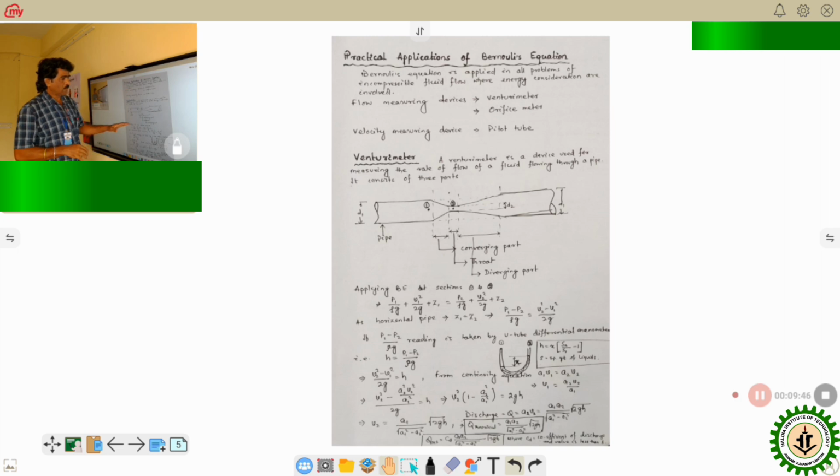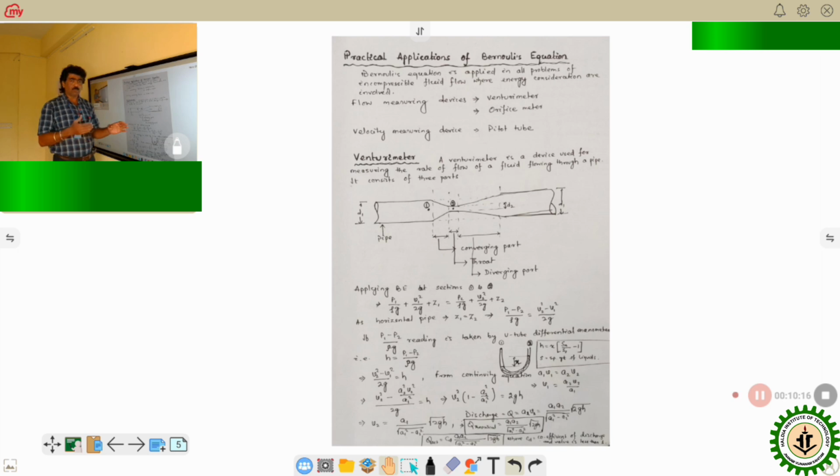So venturimeter, the construction is shown here. In between the pipe, the venturi will be installed. So in venturi, one is converging zone, another is smaller than the pipe, the uniform zone, that is throat, another is diverging zone. So these constructions are given in such a way that we can know the volumetric flow rate of the fluid, how much it is going through this pipeline.